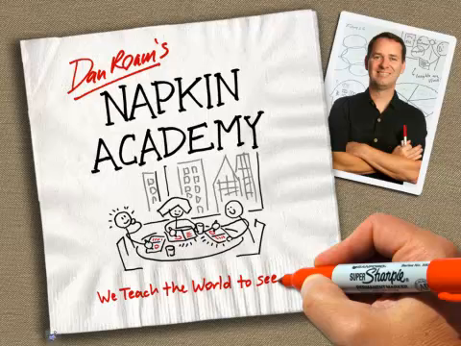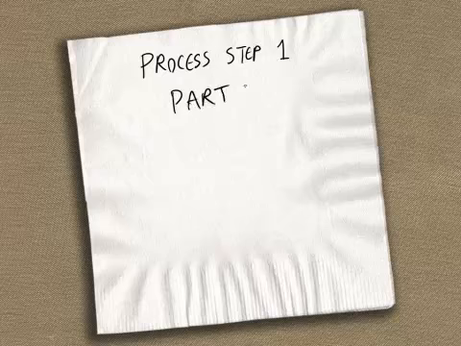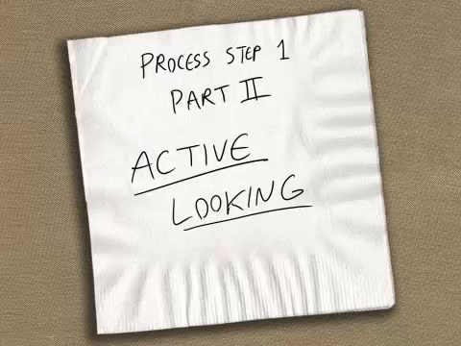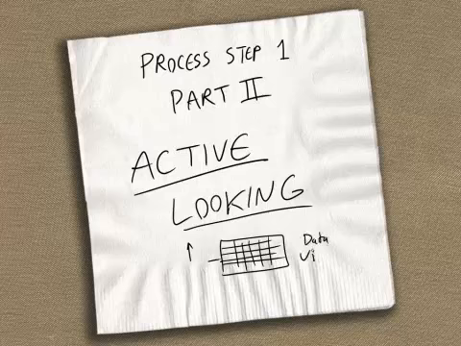This lesson will be Process Step 1, Part 2. This is active looking. You might remember when we just concluded the previous lesson, we had just talked about what active looking is, and we were just about to dive into a spreadsheet of which we were going to use some active looking to do some data visualization. Let's do it.